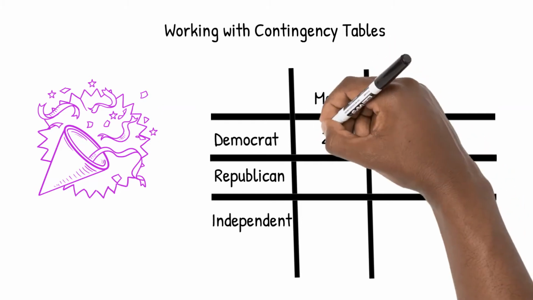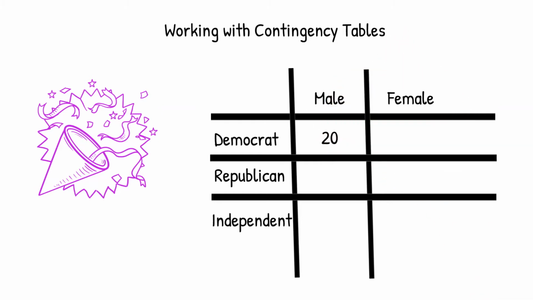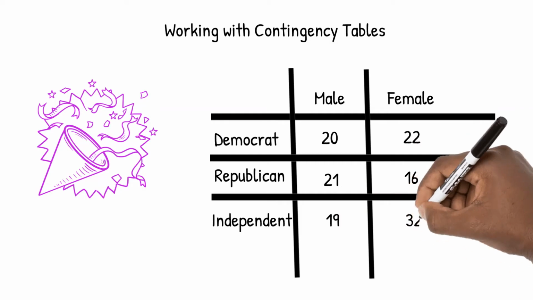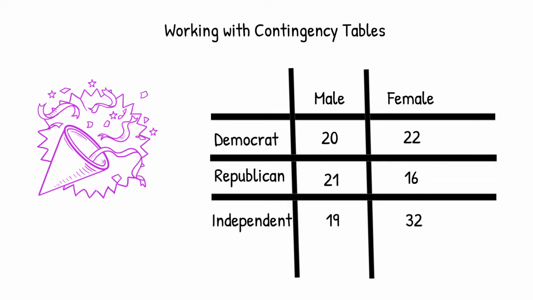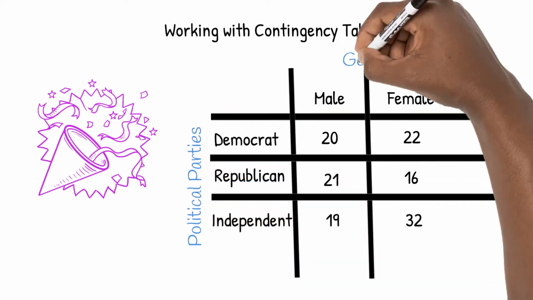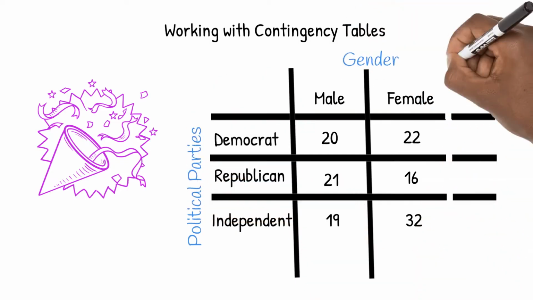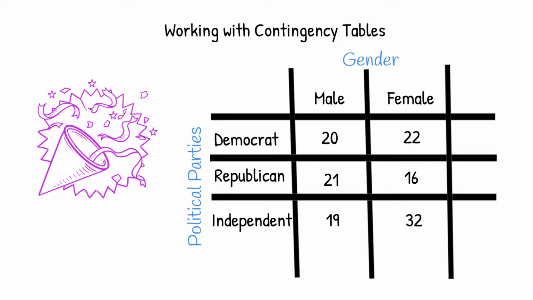We count that there are 20 males who are Democrat, 22 females who are Democrat, 21 males who are Republican, and so on. A contingency table gives us the opportunity to display the count for each set of responses in a two-question survey. Once we have all our counts, we can find the total count for each category by adding the numbers in each row or each column.